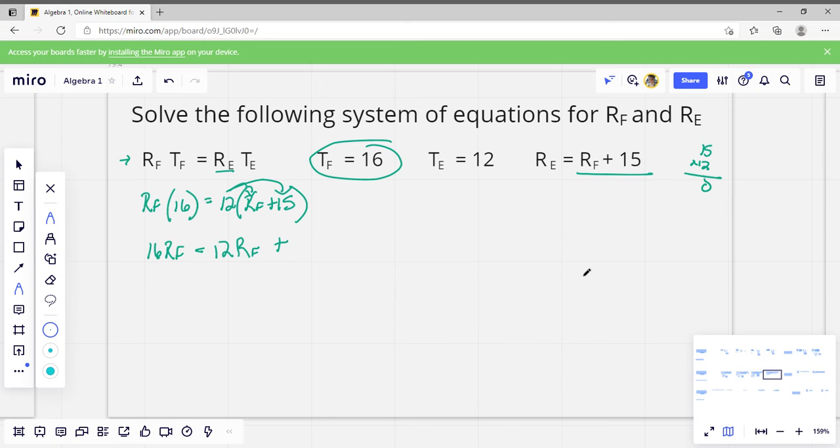2 times 5 is 10. 2 times 1 is 2, 3. 1 times 5 is 5. 1 times 1 is 1. 8. 180.